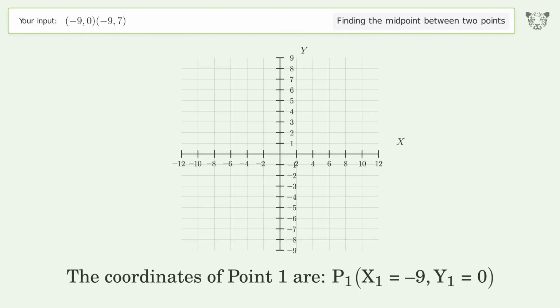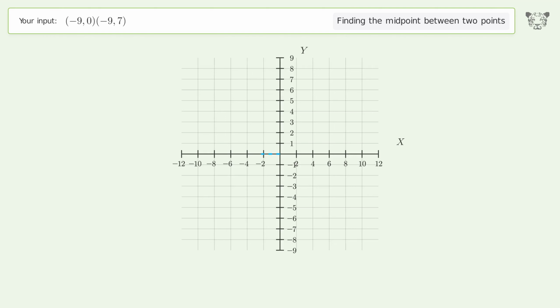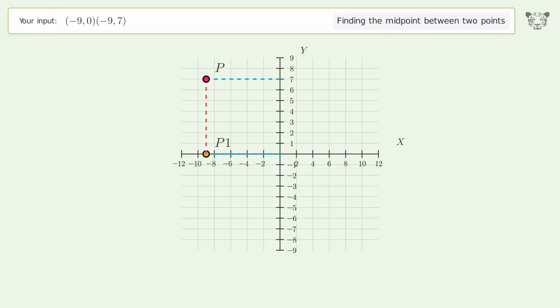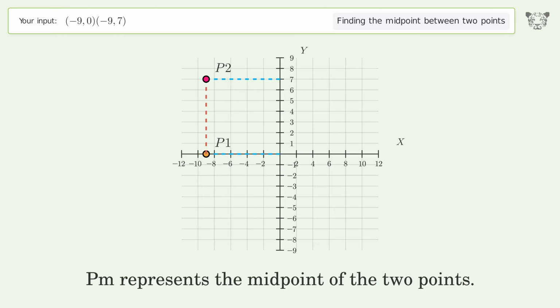The coordinates of point 1 are x1 equals -9, y1 equals 0. The coordinates of point 2 are x2 equals -9, y2 equals 7. PM represents the midpoint of the 2 points.